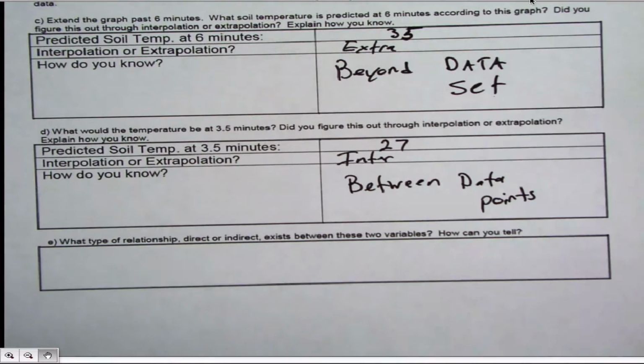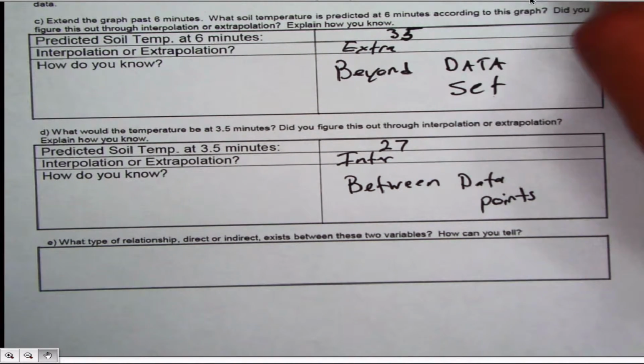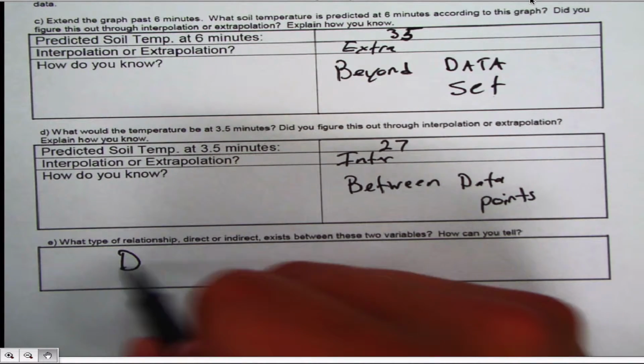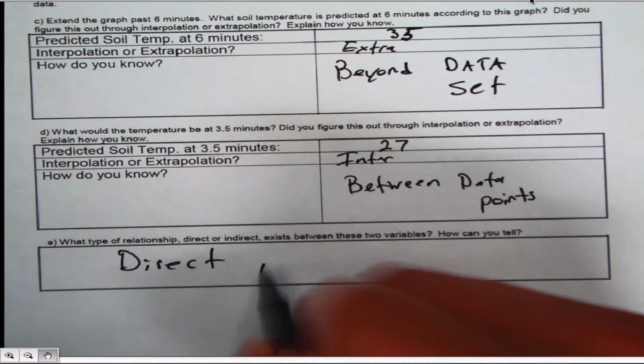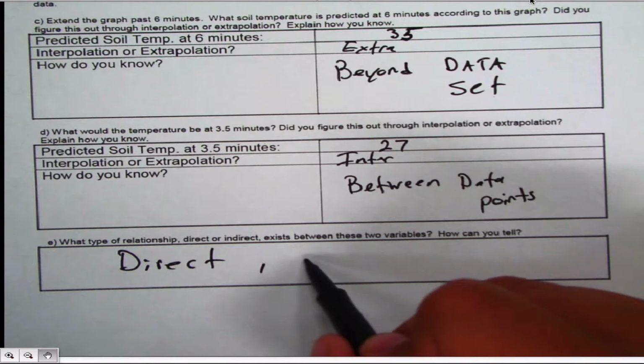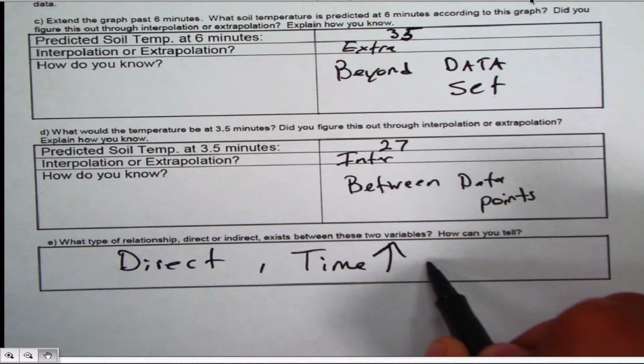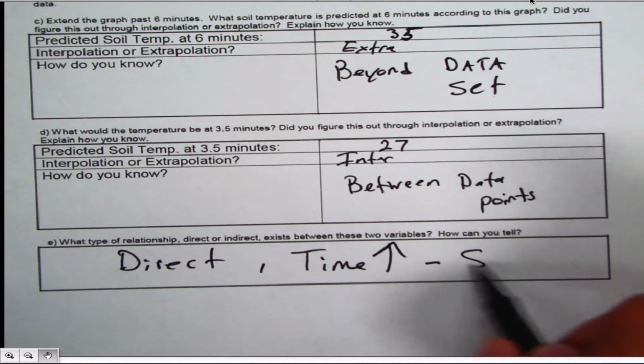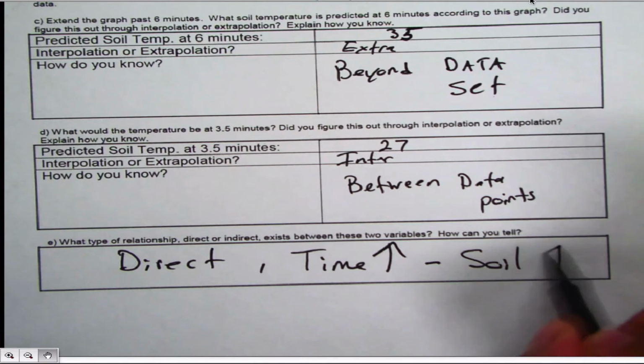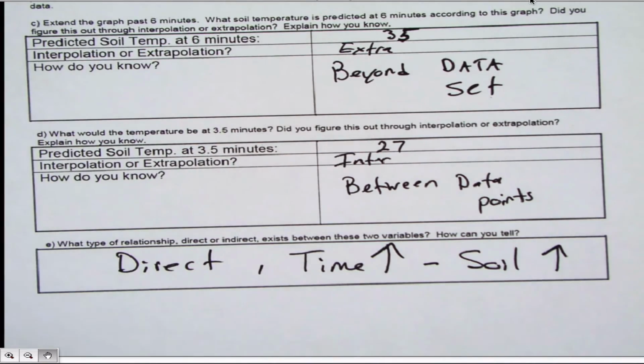What type of relationship? Well, as one increases, the other one also increases. So this would be a direct relationship. Why? Because as time increases, what also increases? Soil temp also increases. That's why it's direct.